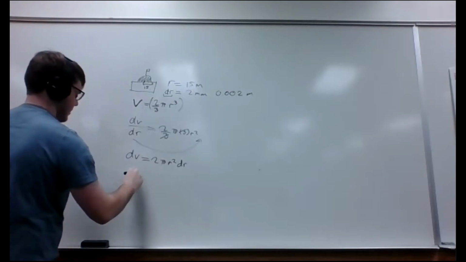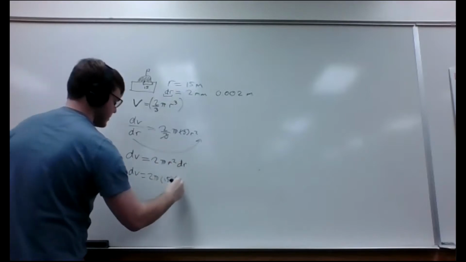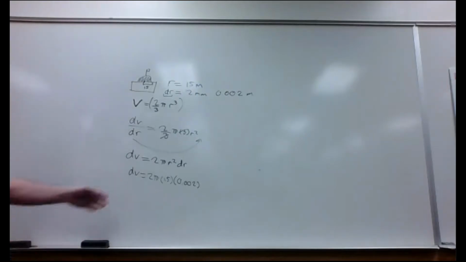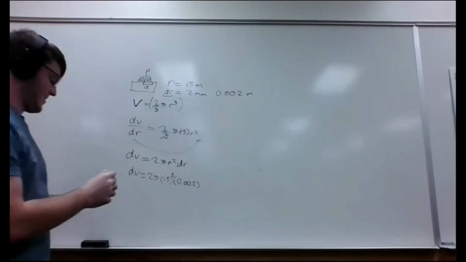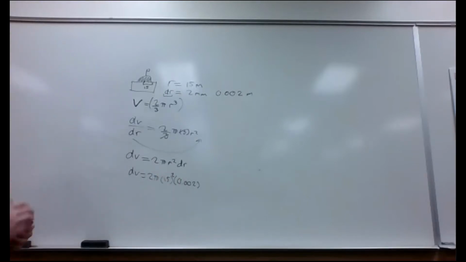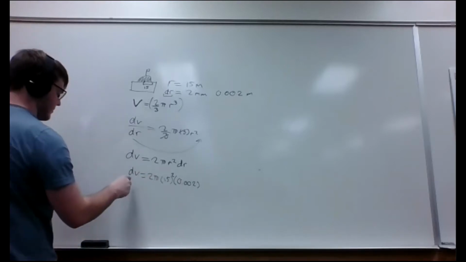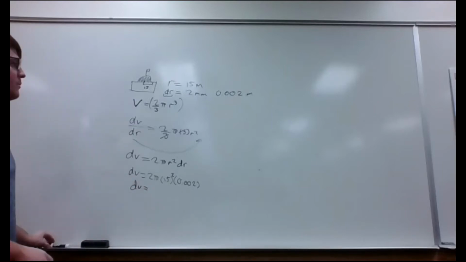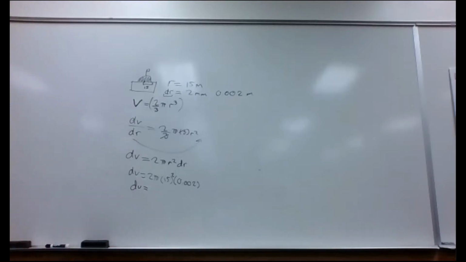So if we plug this in, 2 pi times 15 times 0.002. If we multiply that out, that will give us... Is it 15 squared? Oh, 15 squared. Oh, you got me. No, you're good. I just wanted to make sure I'm doing okay. Okay, thanks. And when we multiply this out, this will give us our volume, or change in volume between the two, and that's how much paint we're going to need.